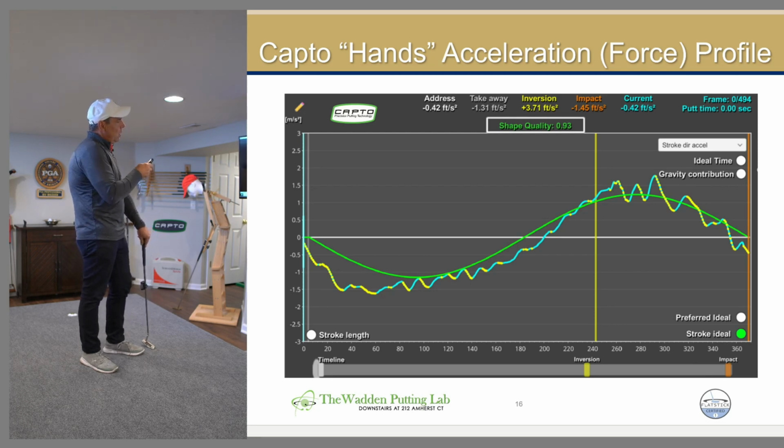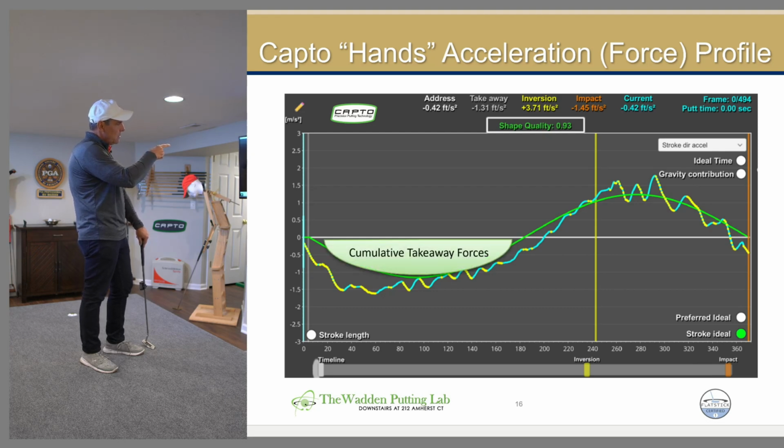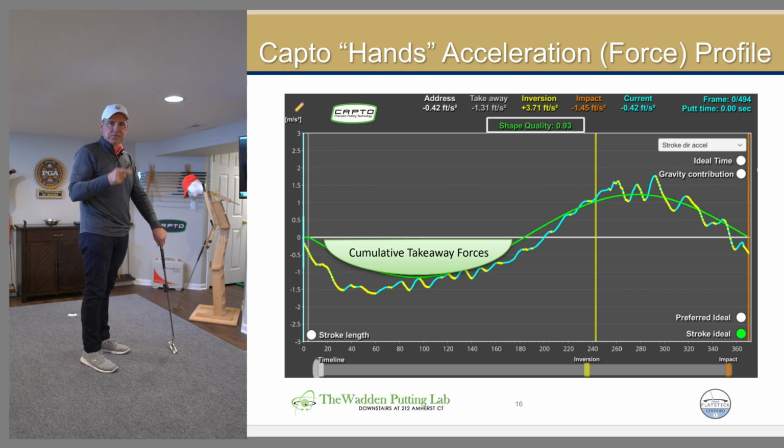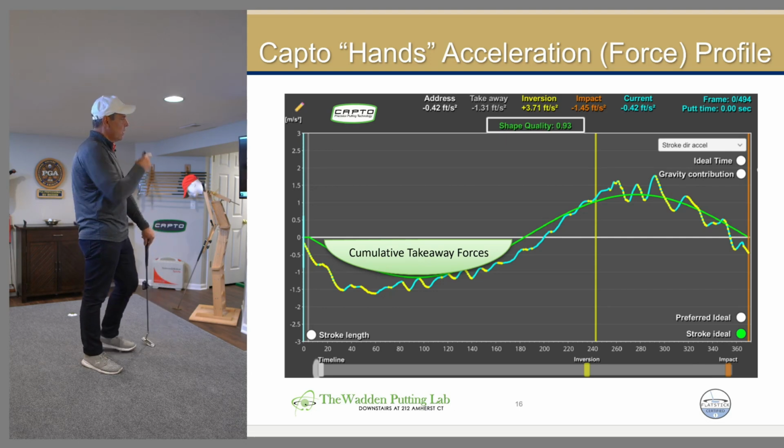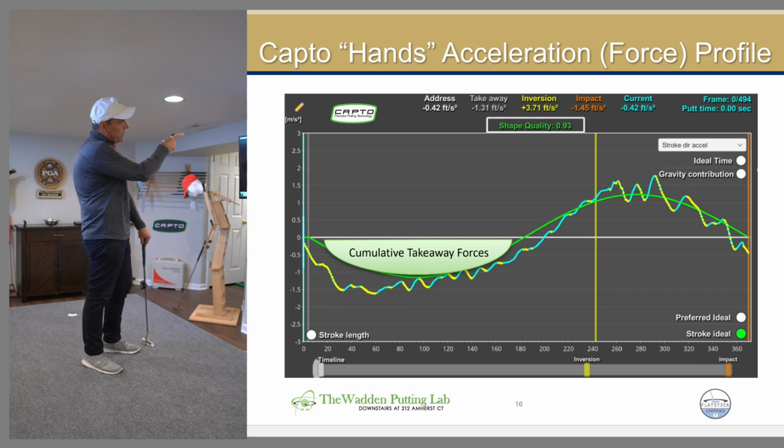If you focus on the lime green sine wave, that really represents first the cumulative takeaway forces. The area under the curve of that lime green sine wave are the cumulative takeaway forces. And by the way, the yellow vertical line is the end of the backswing. On the far right, there's an orange vertical line that is impact, okay?